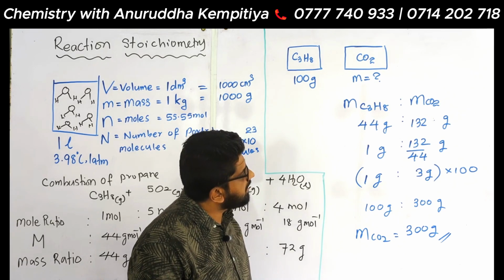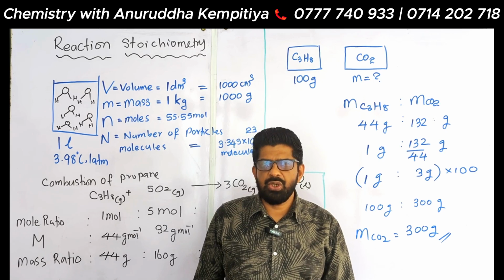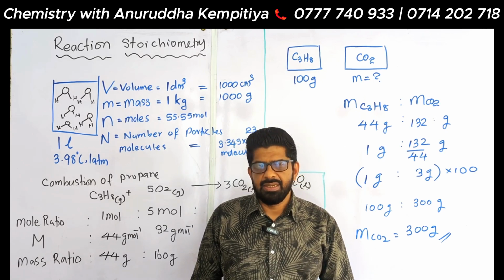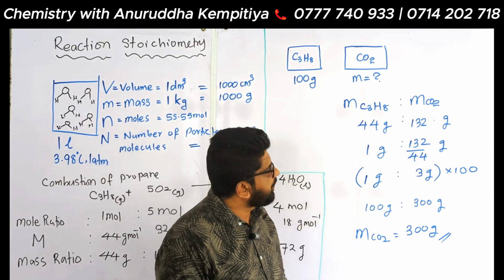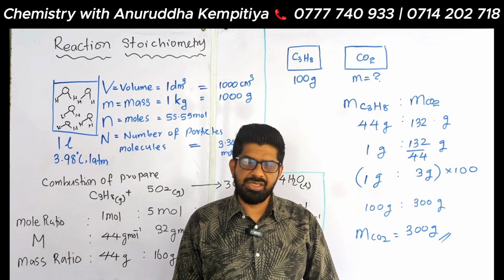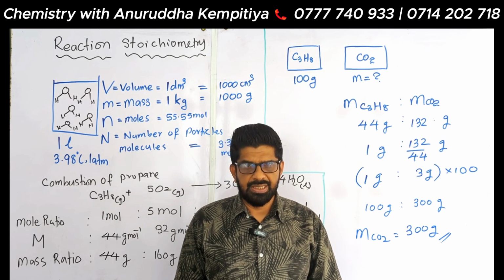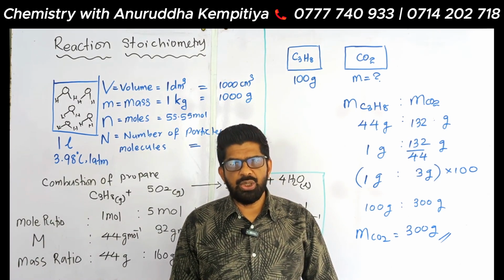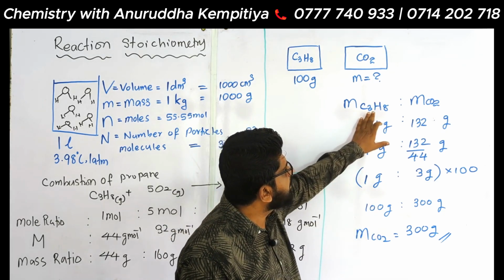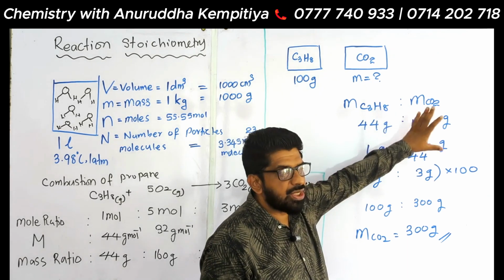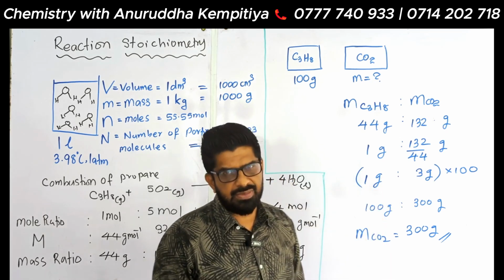Usually when we write ratios, we don't indicate units. But in this method, it is easiest to leave the unit with the stoichiometric ratio. Then we are getting the answer with the appropriate unit. So we are going to leave the unit as well. So mass of propane is to mass of carbon dioxide. 44 grams is to 132 grams.